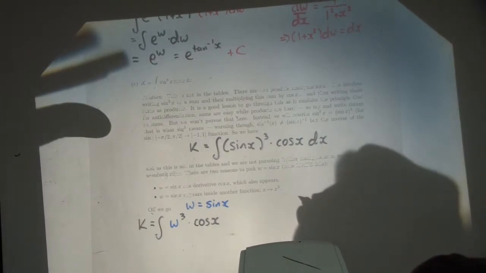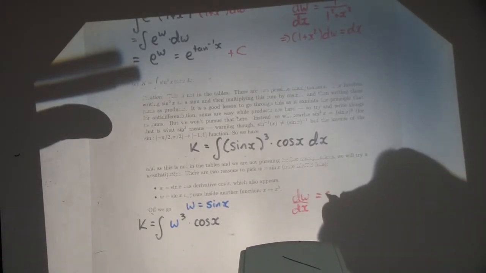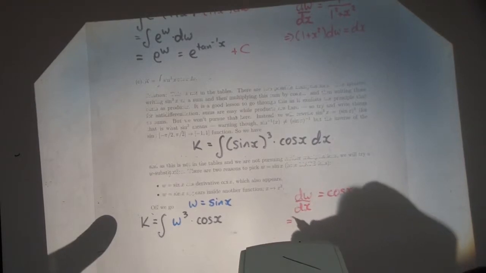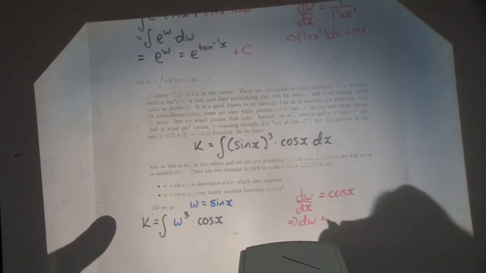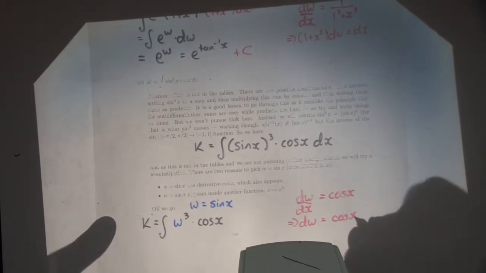So w is equal to sine of x. So we differentiate this. What is the derivative of sine of x? Cos of x. Multiply both sides by dx. Get dw is equal to cos x dx.